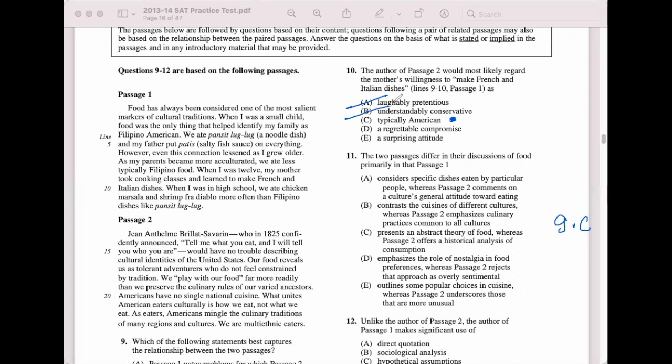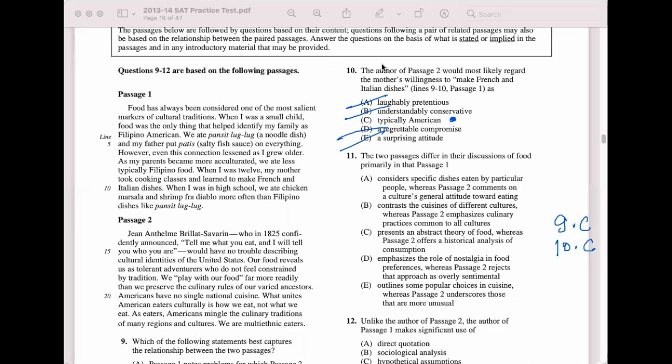A regrettable compromise? No, I don't think the second passage would call this regrettable. I think the second passage celebrates this. So D, definitely not. A surprising attitude. Again, this is not surprising to the second author. This is something that he thinks is very common. So yes, something which is typically American. So for the tenth question also, I choose option C.